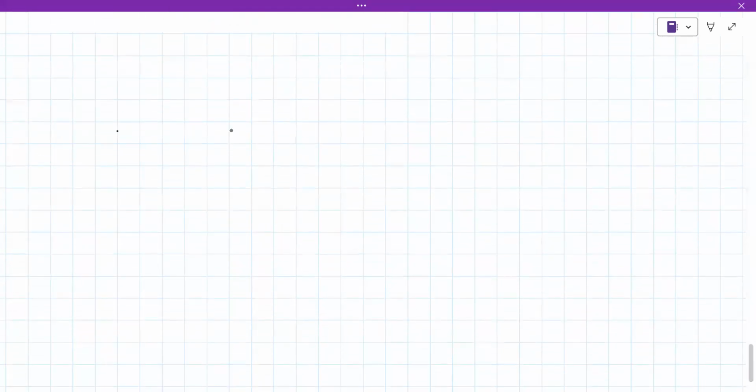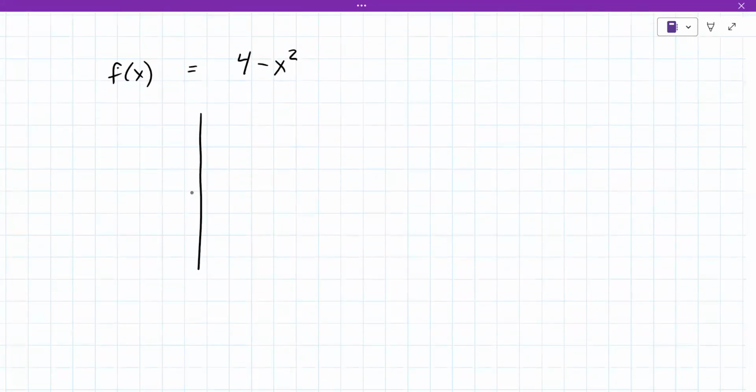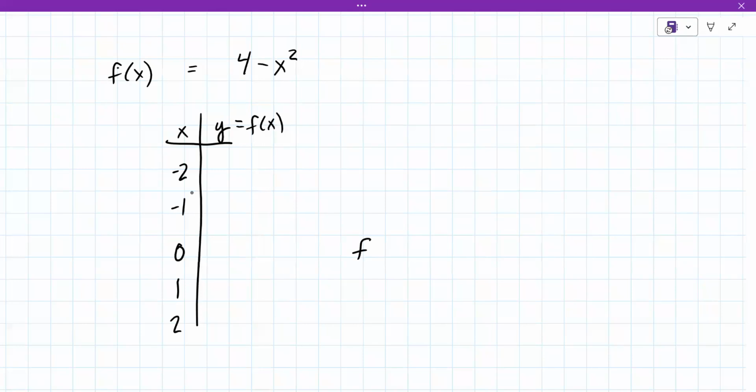Let's say I give you a quadratic like 4 minus x squared. Okay. And I asked you to build a table. I say, I want you to fill in the y values for this table. To do this, and this is really f of x, by the way, y is really f of x. To do this, I recommend starting in the middle.